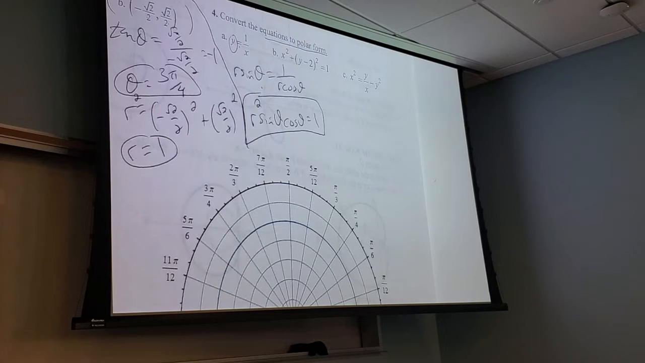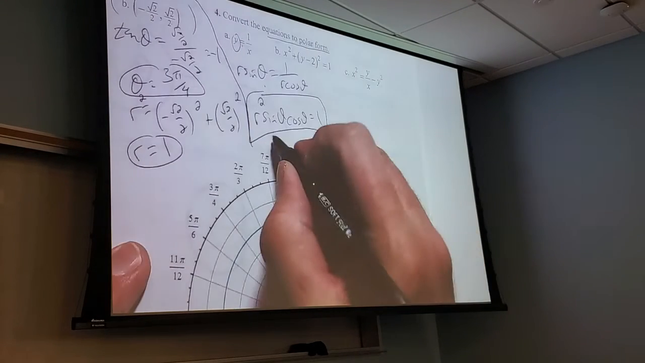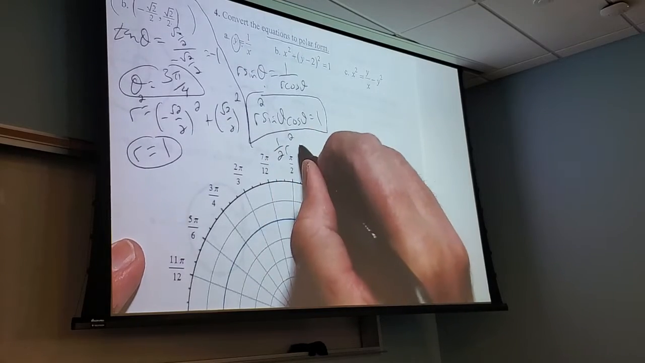If there was a 2 next to the r squared, you would have 2 sine theta cosine theta, right? What is that? Sine 2 theta. So I don't have a 2, do I? So this must be 1/2 sine 2 theta.